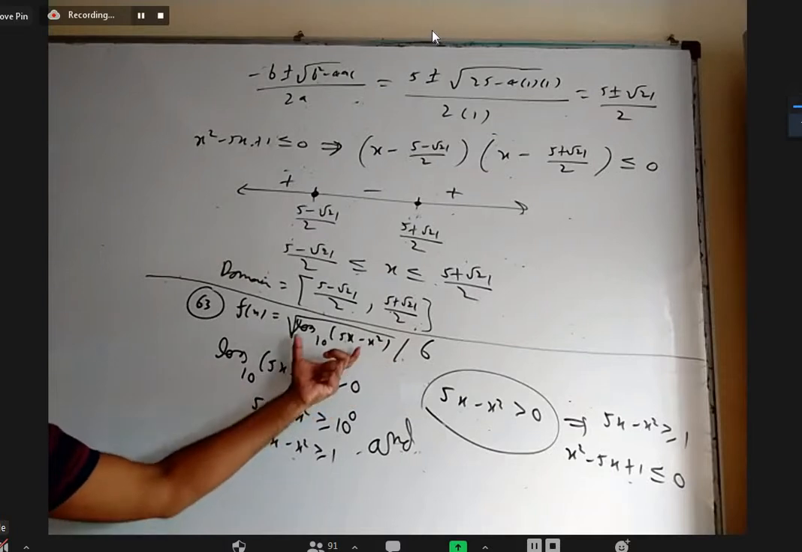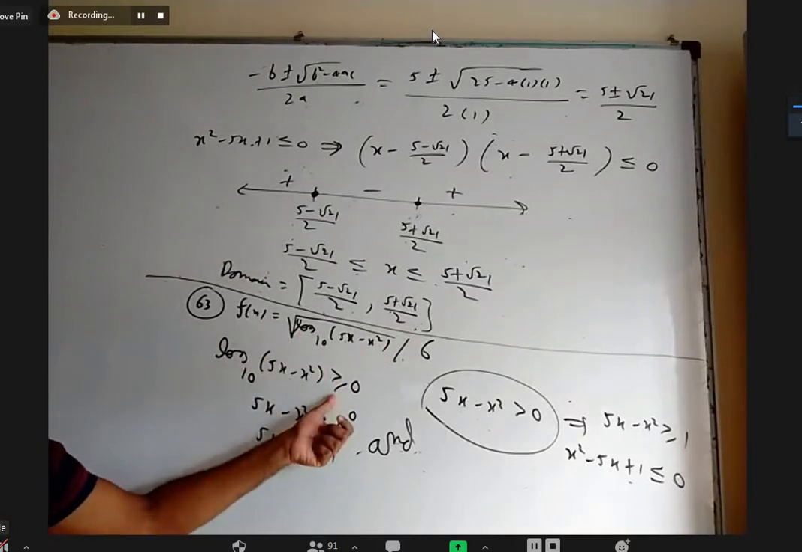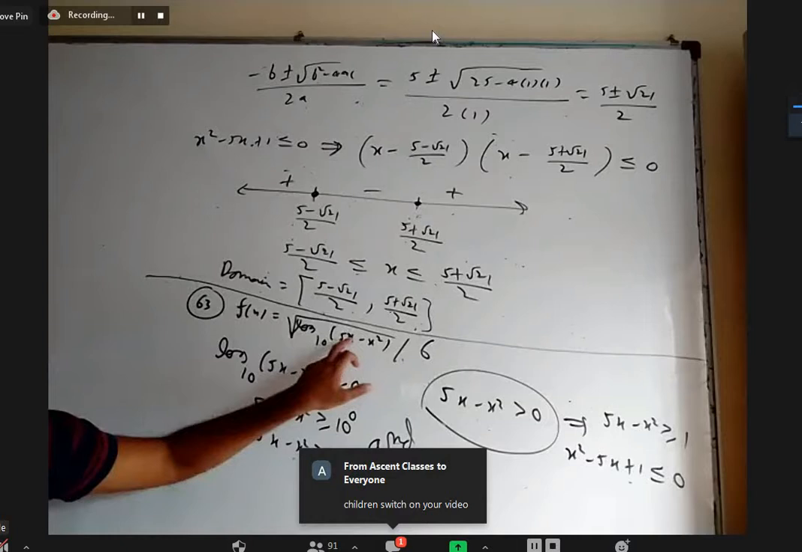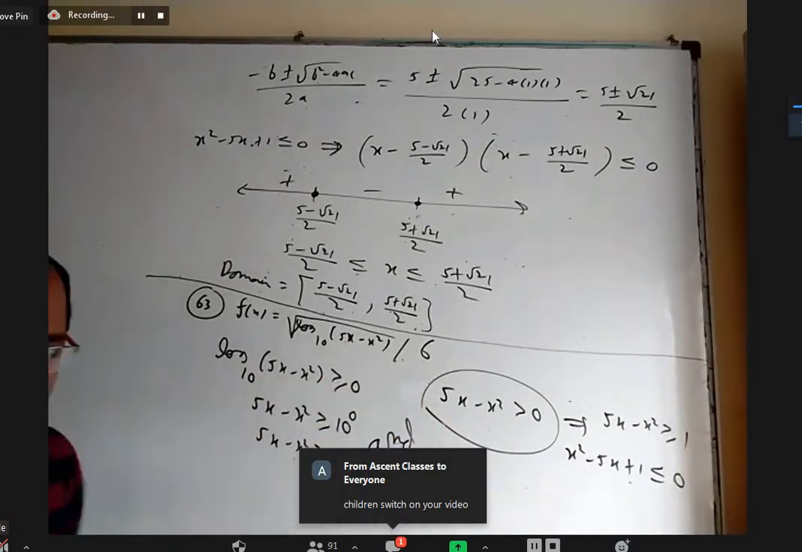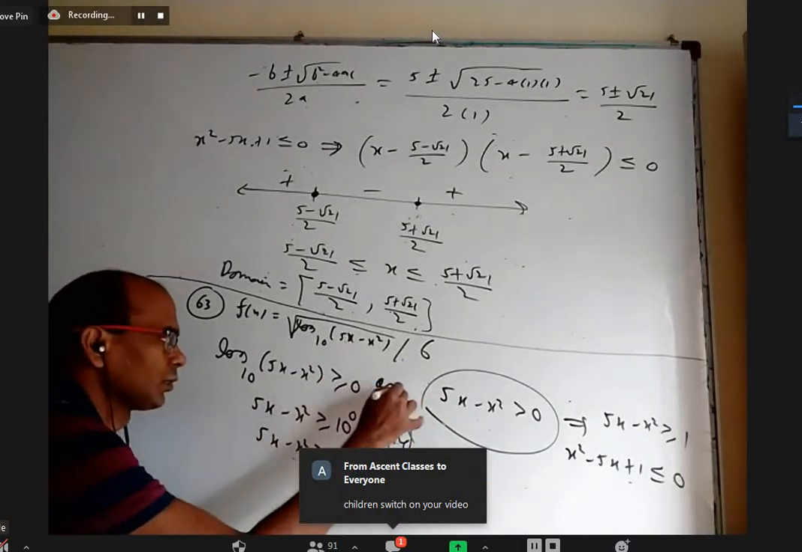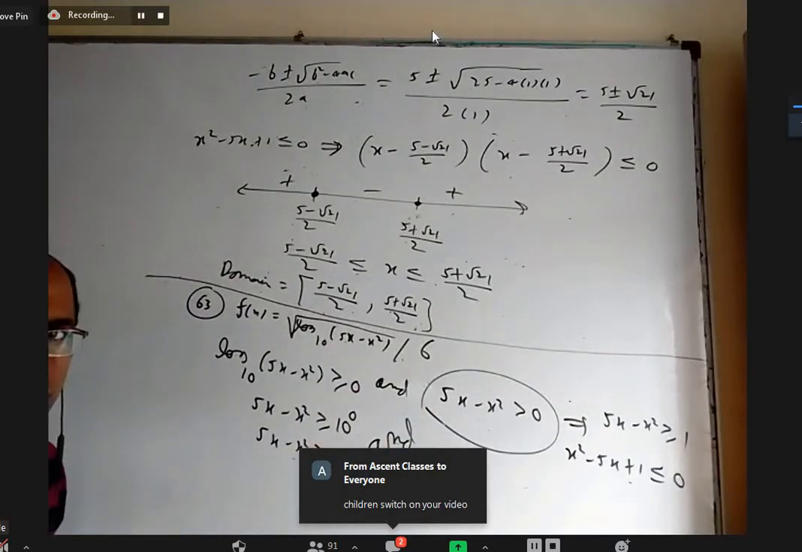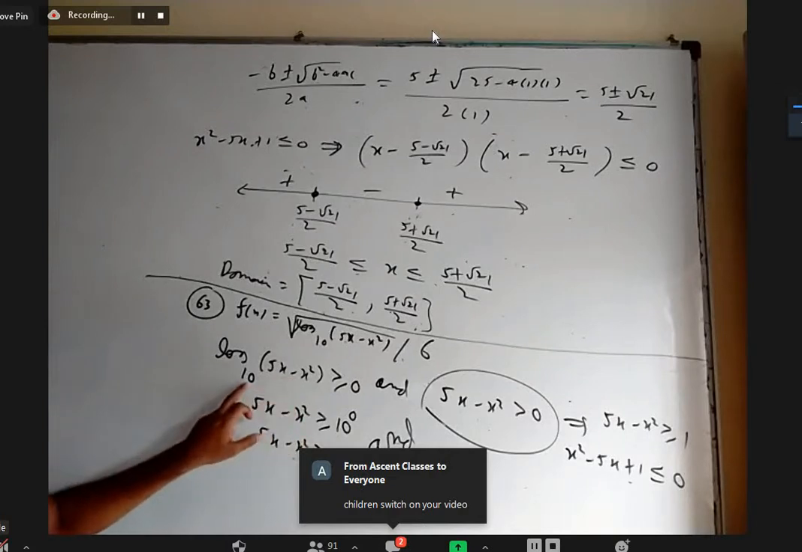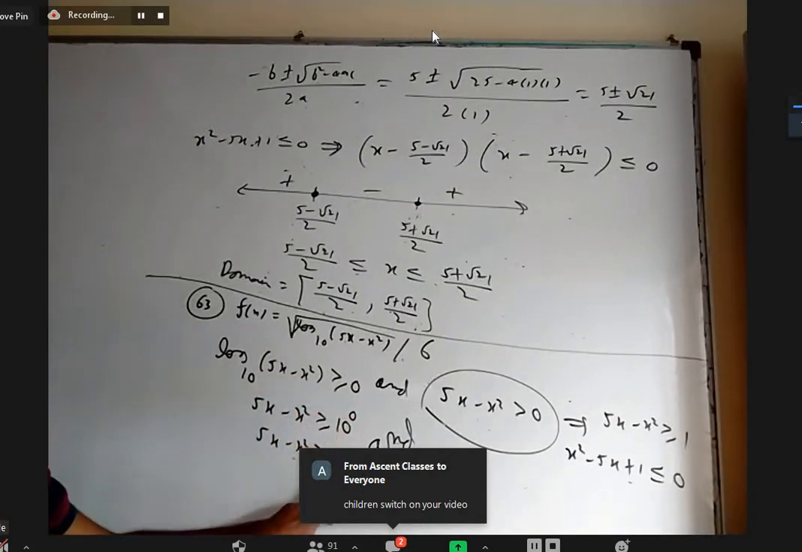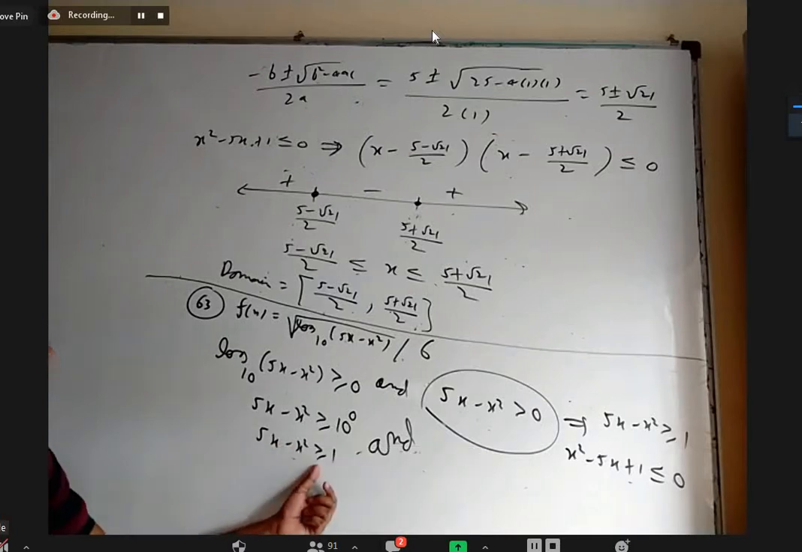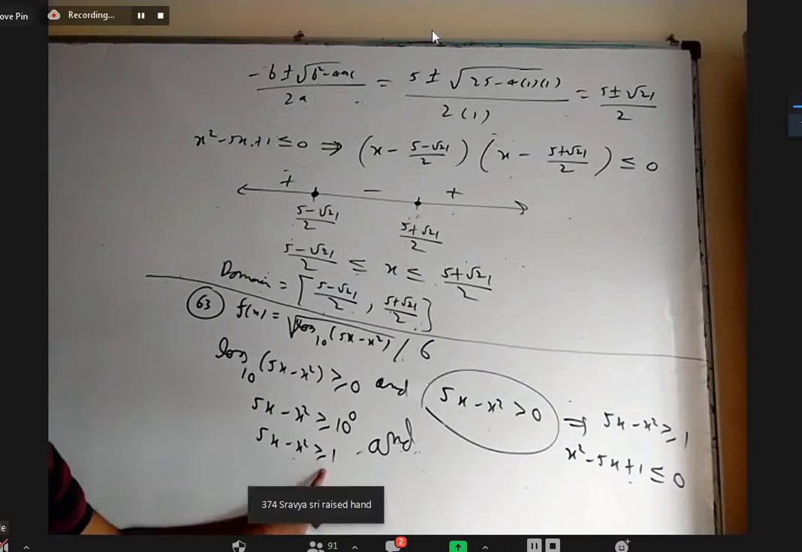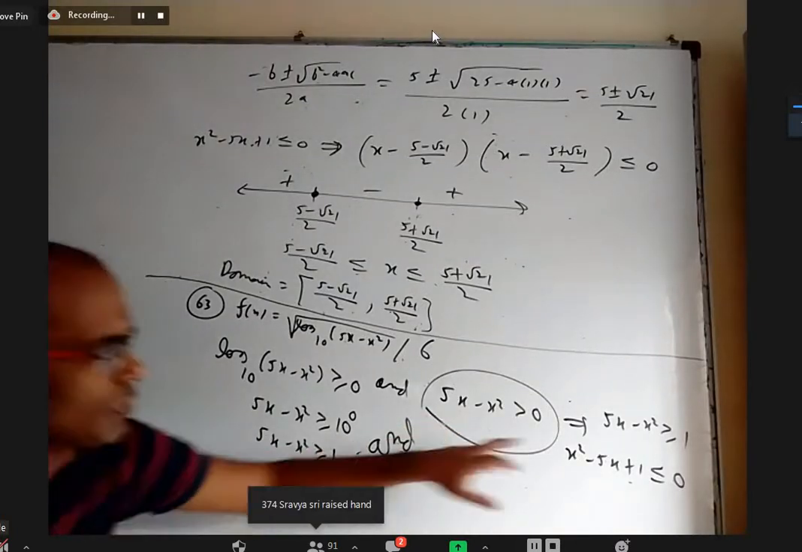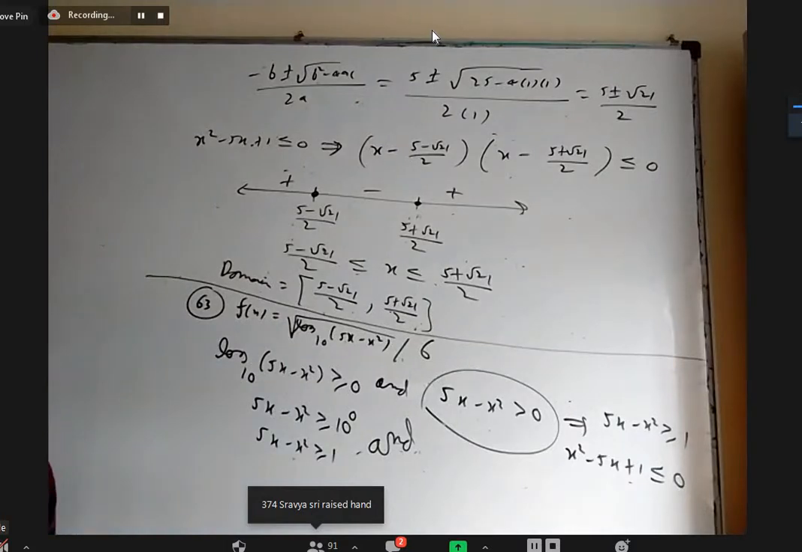Root of something, whatever is inner to that, it should be greater than or equal to 0. And whatever is inside the log, that 5x minus x square should be greater than 0. I have to check this and this. Right? Yes, sir. Understood. All right. Now, from here, what to do? Send this 10 here, 10 power 0 is 1. So this should be greater than or equal to 1. At the same time, it should be greater than 0. If it is greater than or equal to 1, automatically it will be greater than 0. So the intersection of these two is this. Yes, sir. Understood. Okay. And after that.